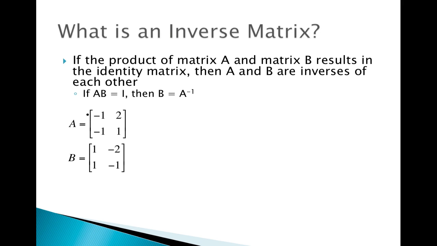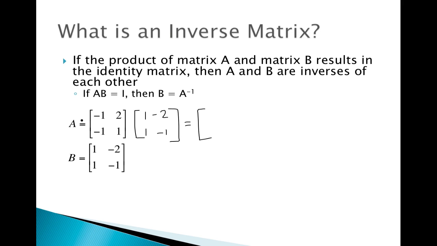So let's see if these actually result in an identity matrix. We're going to find out if they're inverses of each other. So we're going to multiply matrix A by matrix B. So let's go ahead and write that up here. Okay, so we want to multiply these two matrices together.